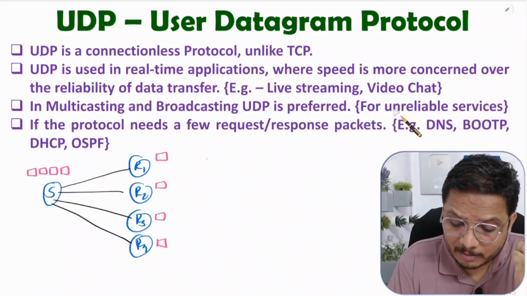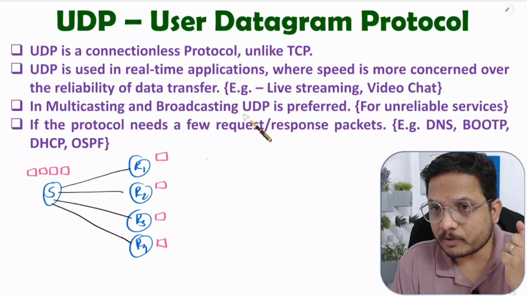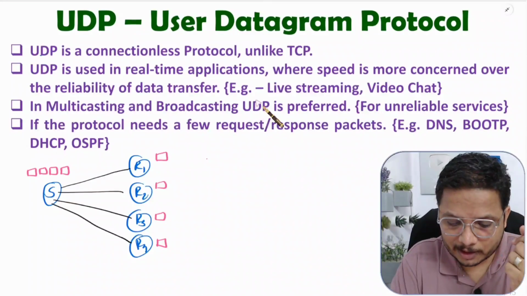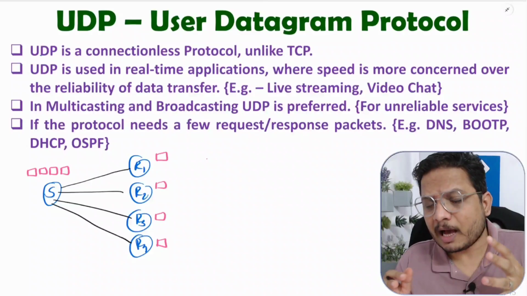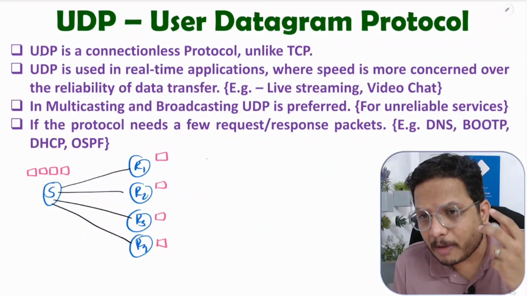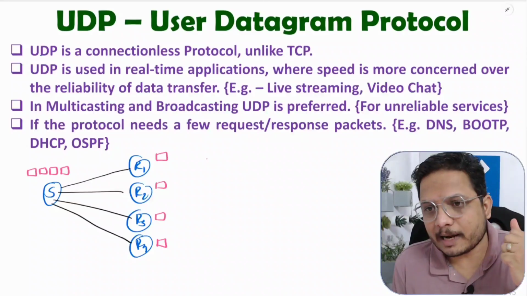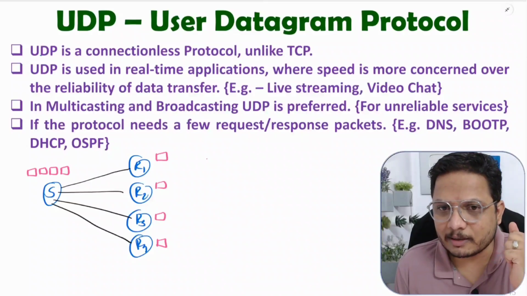See, for unreliable broadcasting and multicasting, only UDP should be preferred. If you want reliable multicasting and broadcasting, then you should go for TCP. But in that case, the sender will have higher complexity in terms of CPU. There will be more memory in terms of RAM for data access, right? So that is highly required in case of broadcasting and multicasting, right?